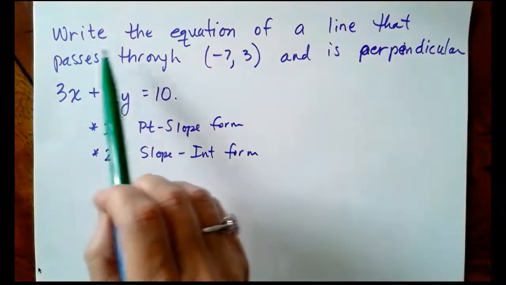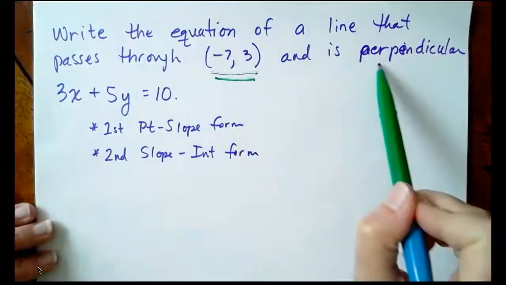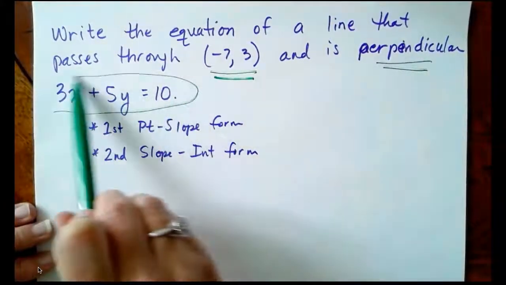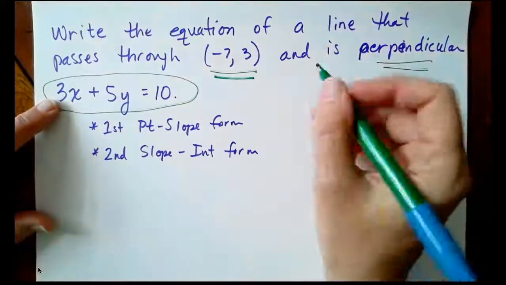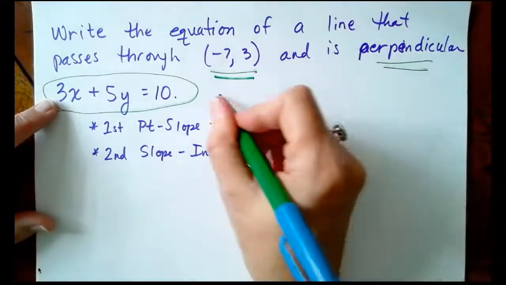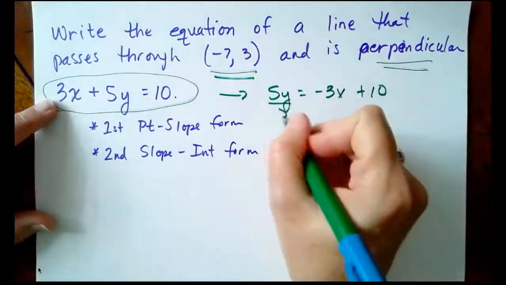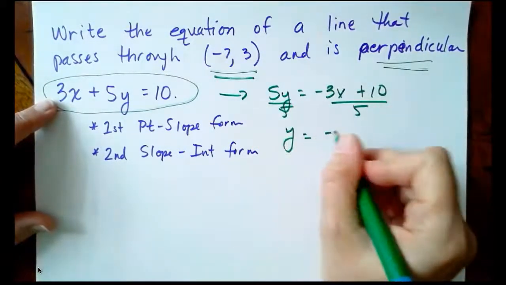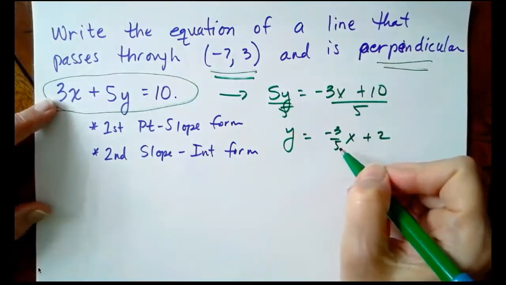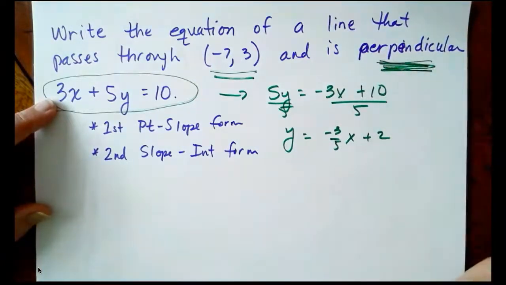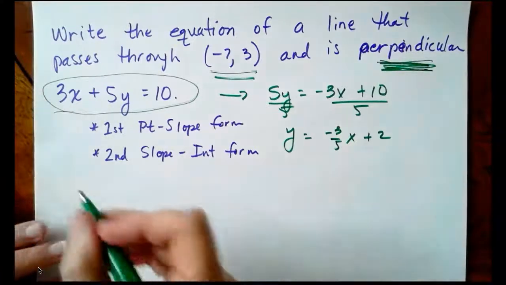Write an equation of a line that passes through a given point and is perpendicular to a given line. The first thing we need is the slope from the given line. So 3x plus 5y equals 10. 5y equals negative 3x plus 10. Divide by 5: y equals negative 3/5 x plus 2. So we need that slope. And if we want a perpendicular line, then we need the opposite reciprocal of that slope.